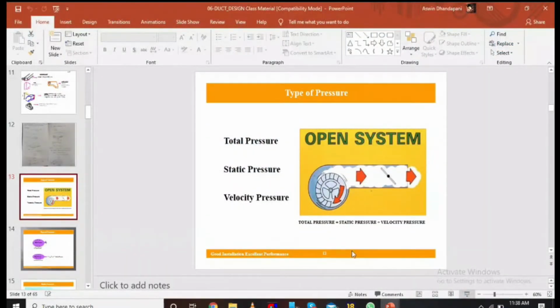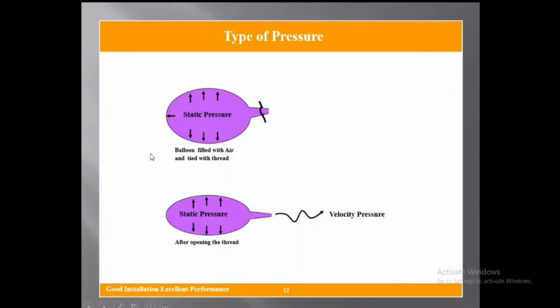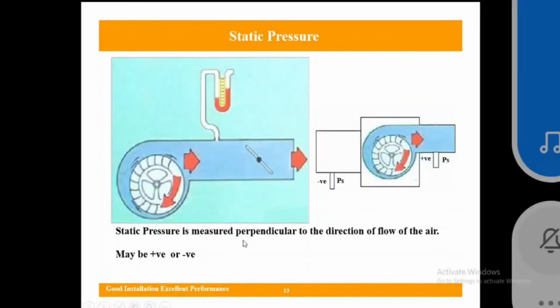Okay, see, you have three types of pressure, guys. You have total pressure, you have static pressure, and you have velocity pressure. Now what is total pressure? Total pressure is the summation of both static pressure and velocity pressure. So I should add static and velocity to get the total pressure. Now, what is static and what is velocity? I will tell you.